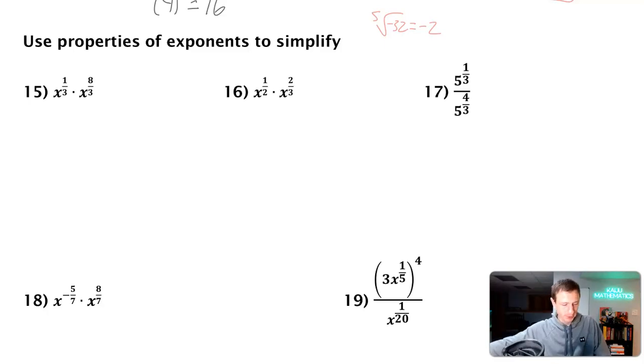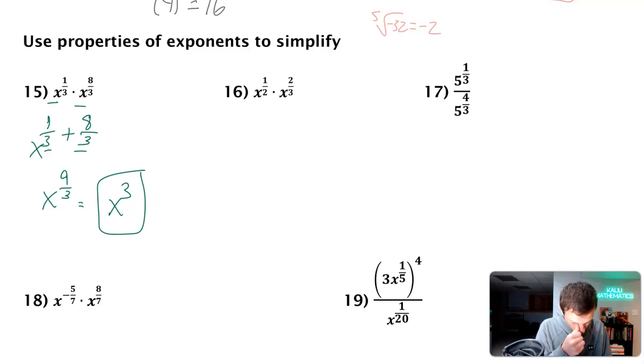So we have x to the 1/3 times x to the 8 over 3. We're multiplying by the same base. So what do we do when we're multiplying by the same base? We add exponents. So this is x to the 1/3 plus 8 over 3. So 1/3 plus 8 over 3. When we're adding, same denominator, 8 plus 1 is 9. 9 over 3. 9 divided by 3 is 3. So we just get x to the 3rd. Cool.